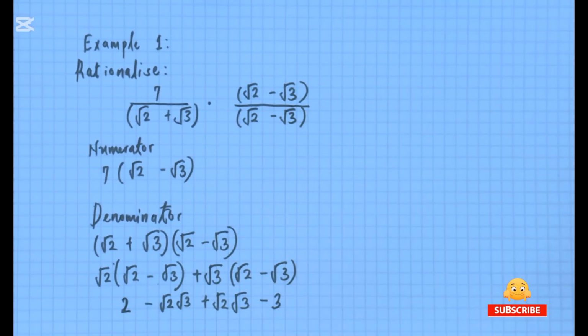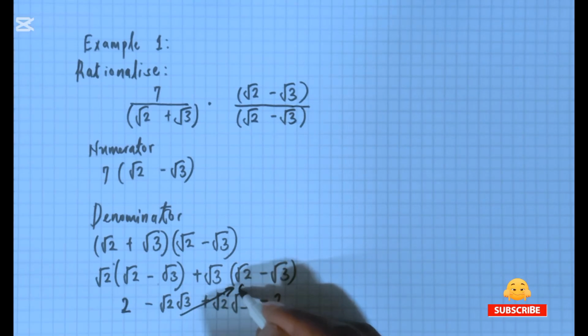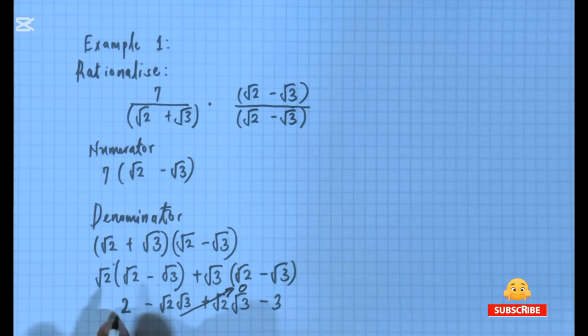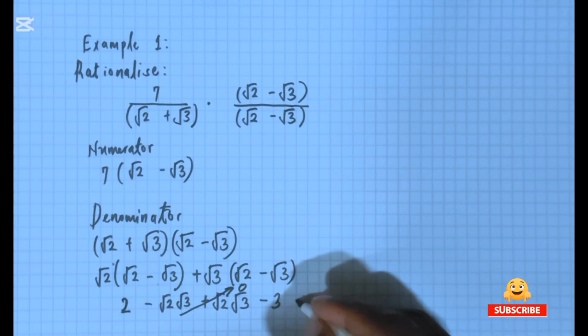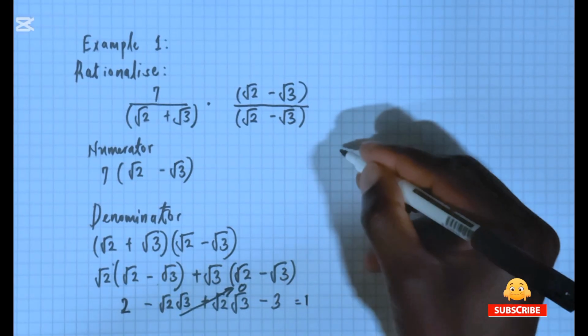Awesome. So note that these middle terms made of surds, that is negative root 2 root 3 plus positive root 2 root 3 here, will basically give us 0. Okay, then we'll be left with 2 minus 3, and of course that will be 1.